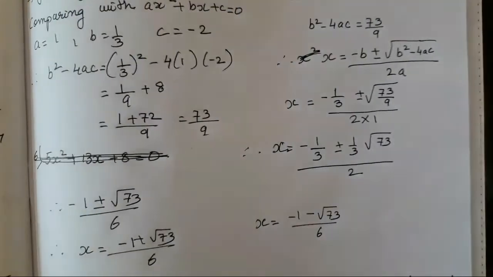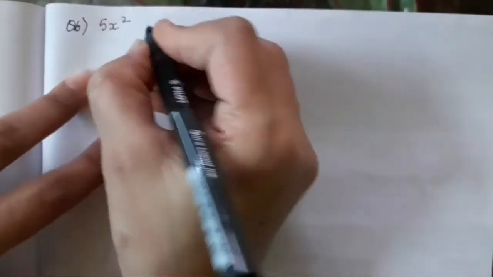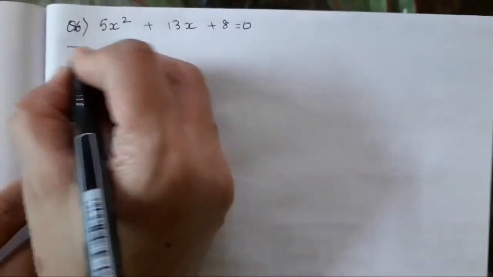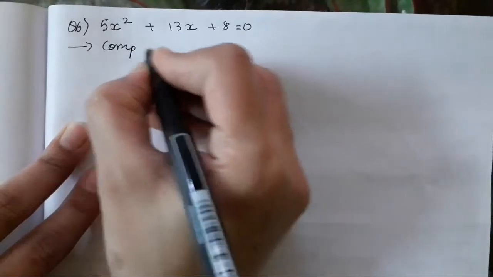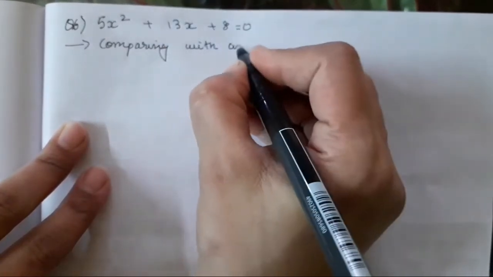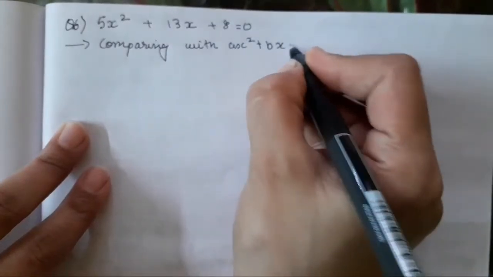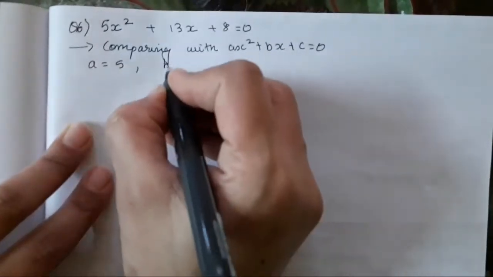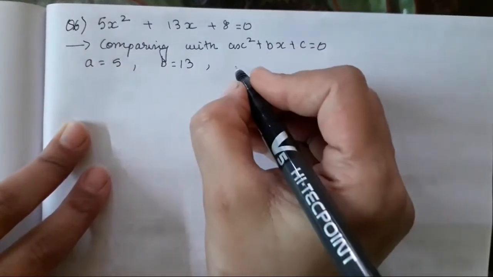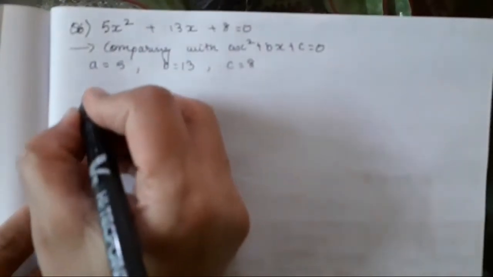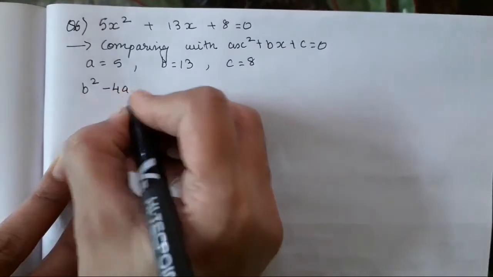root 73 upon 6. Question number 6. 5x square plus 13x plus 8 is equal to 0. So first comparing with ax square plus bx plus c is equal to 0, where a is 5, b is 13, c is 8. Got it? Now, after that, same as we did for the other sums.